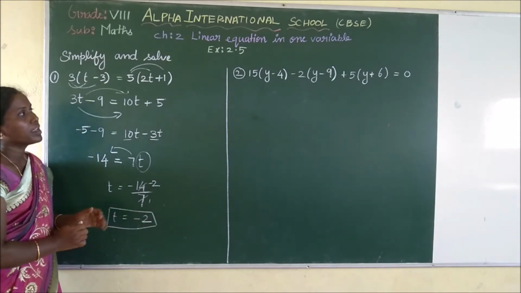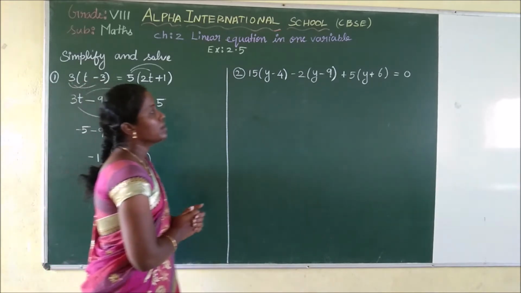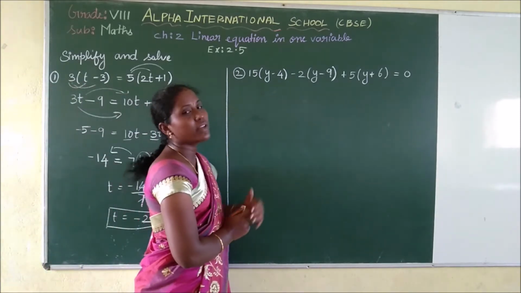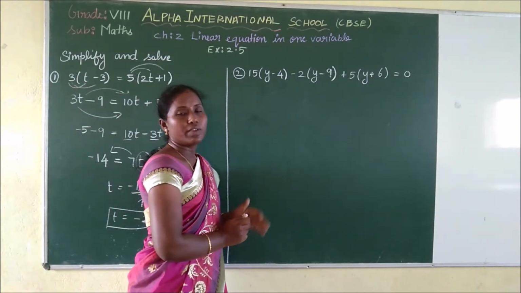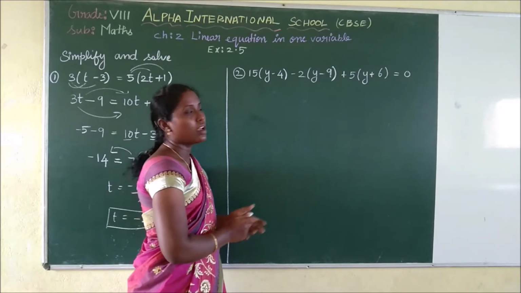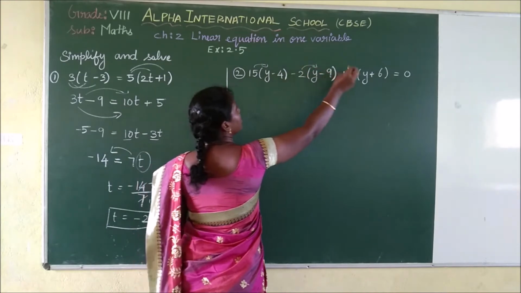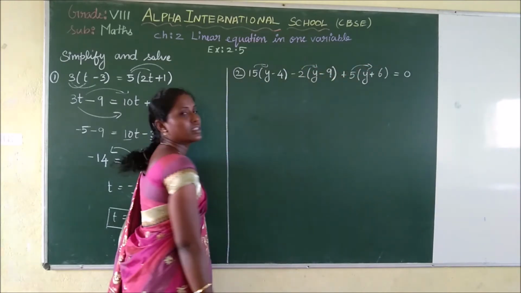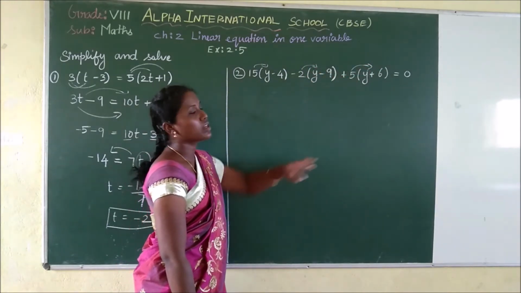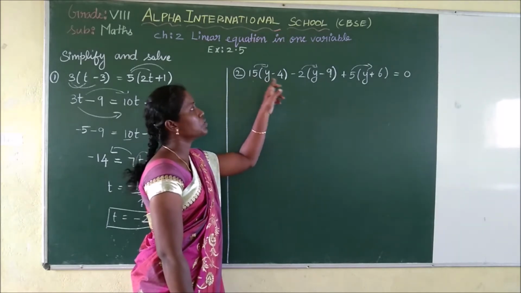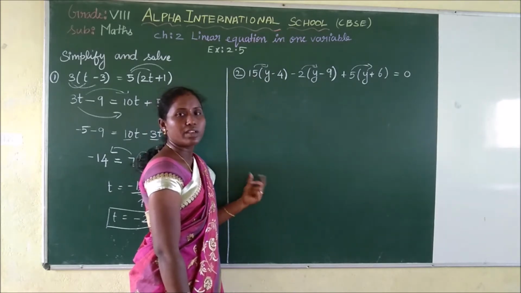Are you clear? Look at the next problem. The same way only. We have to find the value of the variable. Before that, we have to simplify the equation. How to simplify the equation? Multiply the given numbers to each term. Then we can simplify the equation.